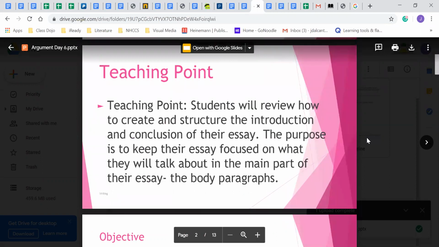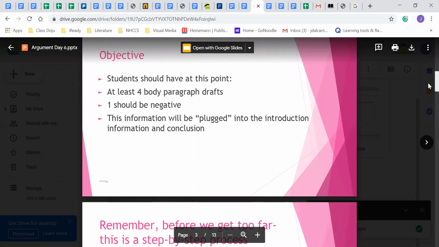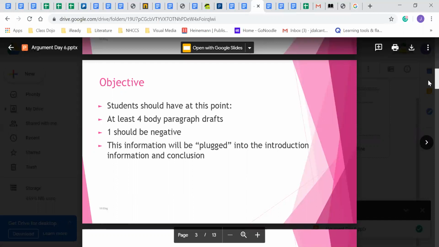Today's teaching point is that students will review how to create and structure the introduction and conclusion of their essay. The purpose is to keep their essay focused on what they will talk about in the main part of their essay, the body paragraphs. The objective for today is that students should have at this point at least 4 body paragraph drafts. One should be negative, and this information will be plugged into the introduction and conclusion.